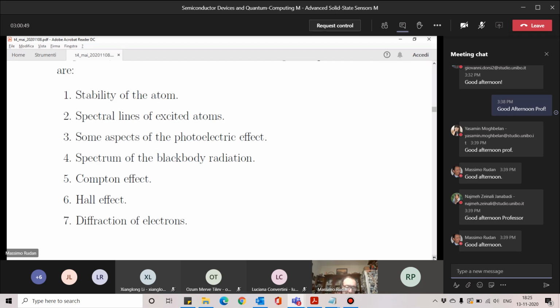The last issue is the diffraction of the electrons. The diffraction of the electrons was actually used as a method for providing a physical meaning to the wave function, okay? So I have a movie somewhere that shows the diffraction of the electrons. So I'm not sure that I'm able to find it, but give me a few minutes because I just want to show you the movie.